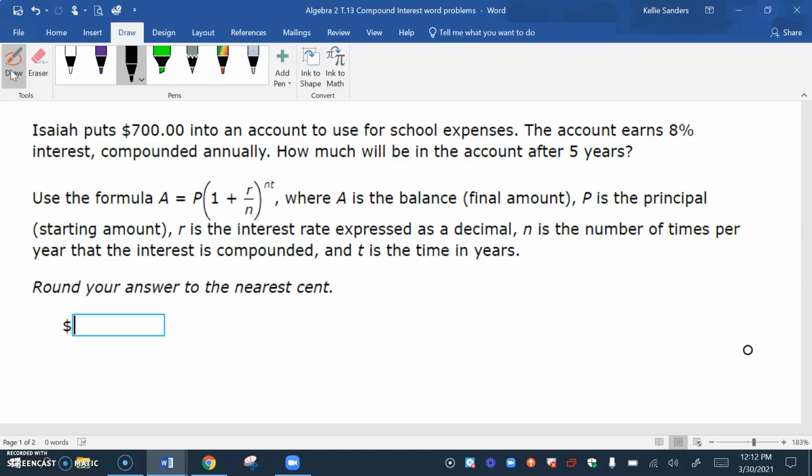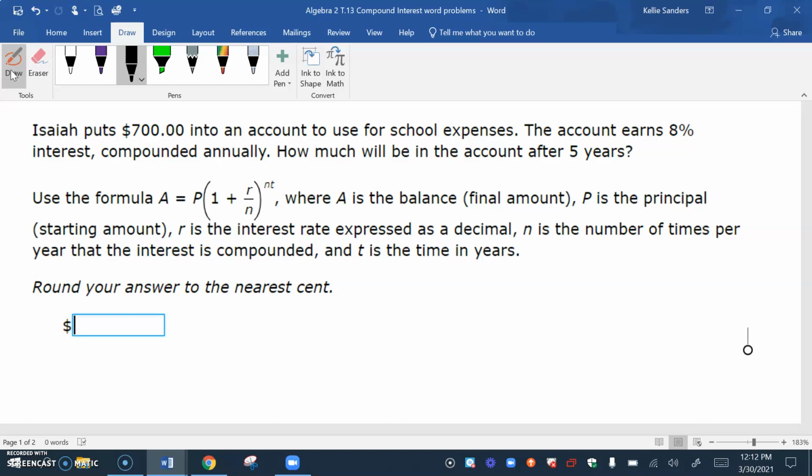Use the formula A equals P times 1 plus R over N to the N times T, where A is the balance, the final amount. P is what you start off with, which is called the principal. R is the interest rate, and you put it in a decimal. N is the number of times per year that the interest is compounded, and T is the time in years, or how many years that you have. Round your answer to the nearest cent, because we're talking about money, right?